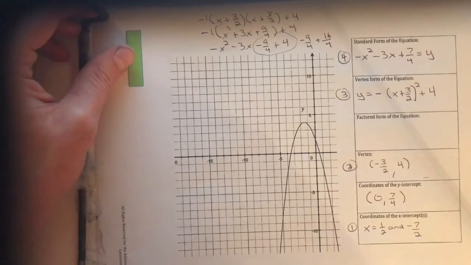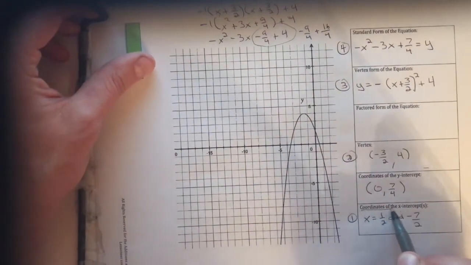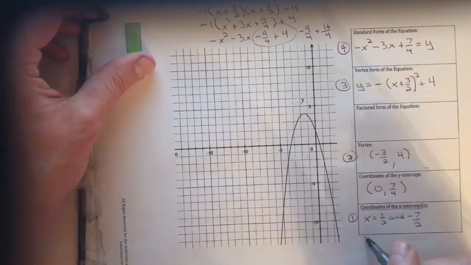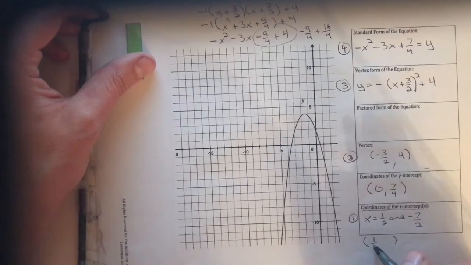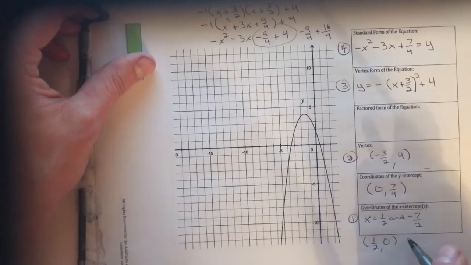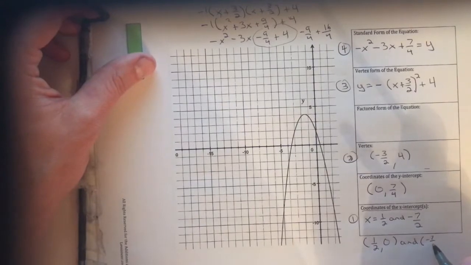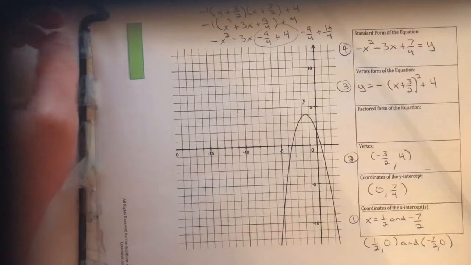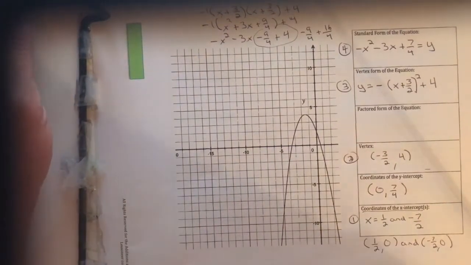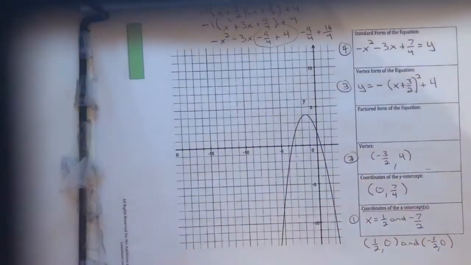Now, if I wanted to get really nitpicky about things, and I probably will on this test, I can see that they want the coordinates of the x-intercepts. So technically the right answer would be (1/2, 0) and (-7/2, 0). Okay, last but certainly not least is going to be the factor form of the equation.